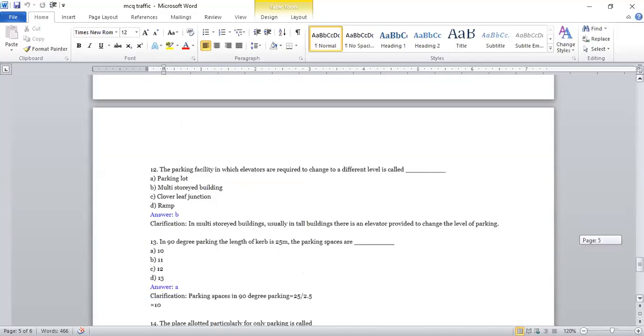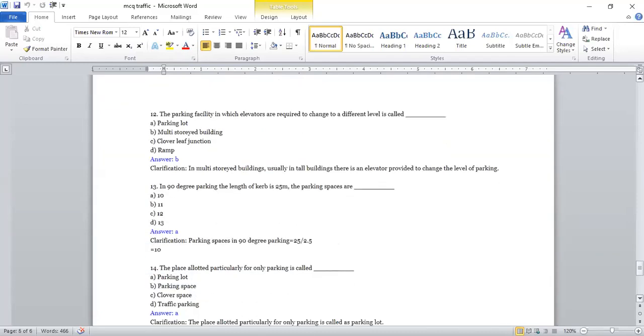Next one is a parking facility in which elevators are required to change to a different level is called as, okay, parking facility in which elevators are required to change the different level. Elevators means it is vertical. So vertical, which one will it be? That is for the multi-storied building.